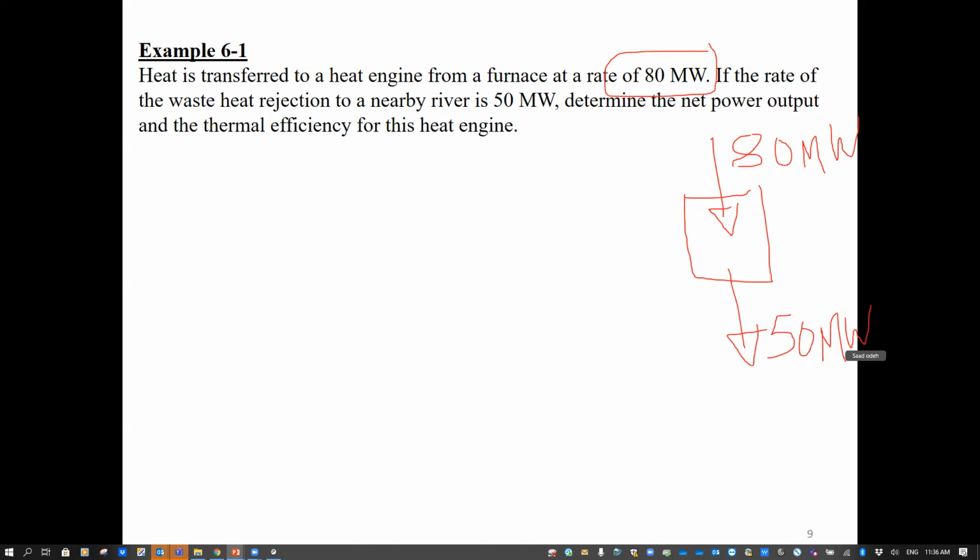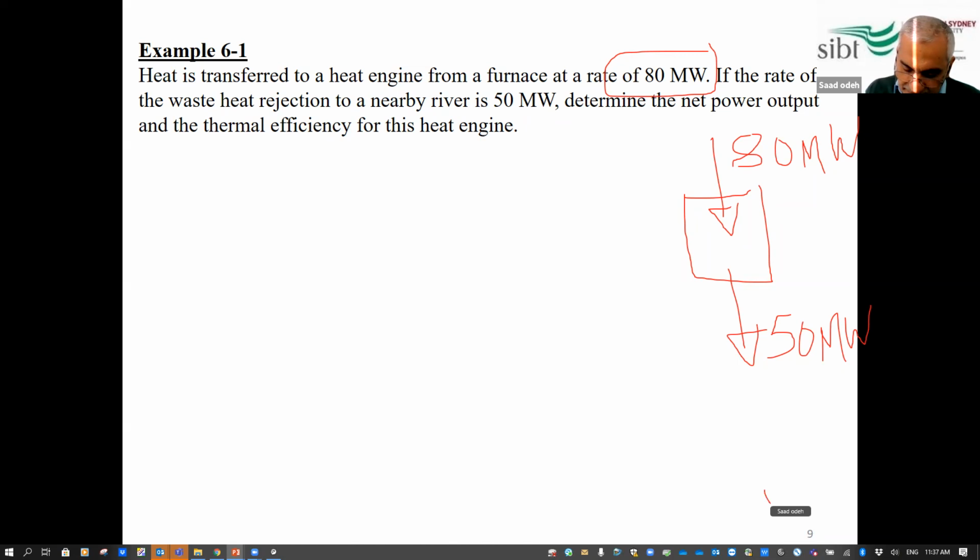Okay, so this process, of course, will produce output. We don't reject heat for nothing. So this is the river. I'm rejecting this to a river, but in return, I'm doing something here. I'm not just adding heat and rejecting heat for nothing. I want to generate power from this engine. So the net power from the engine output. This is what I want actually. I need output from the engine. Okay, so determine the net power output and thermal efficiency.